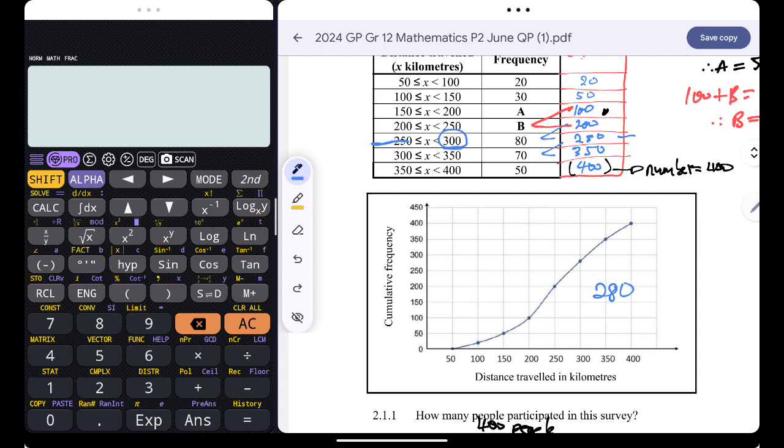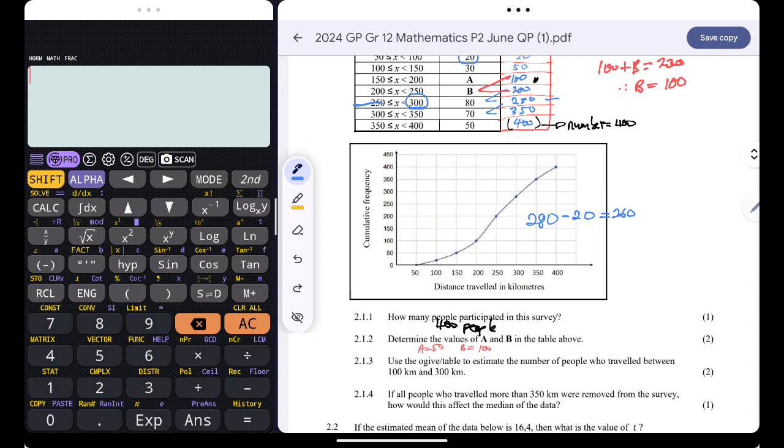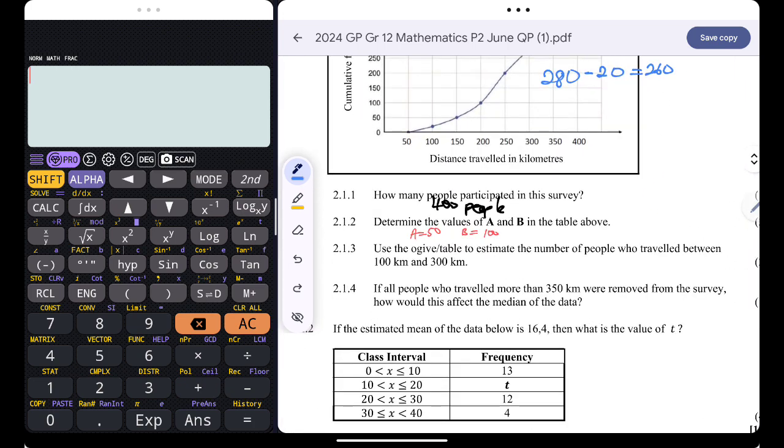However, the first 20 people traveled a distance of less than 100 kilometers. So from the 280, all I have to do is subtract the 20 people, and therefore 260 people are the ones who traveled a distance between 100 kilometers and 300 kilometers. I only have 260 people who did that.